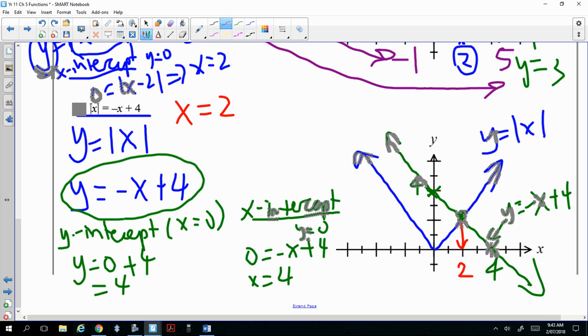Now, how do you know if they're parallel? Because both of these have the same gradient. The gradient is -1.